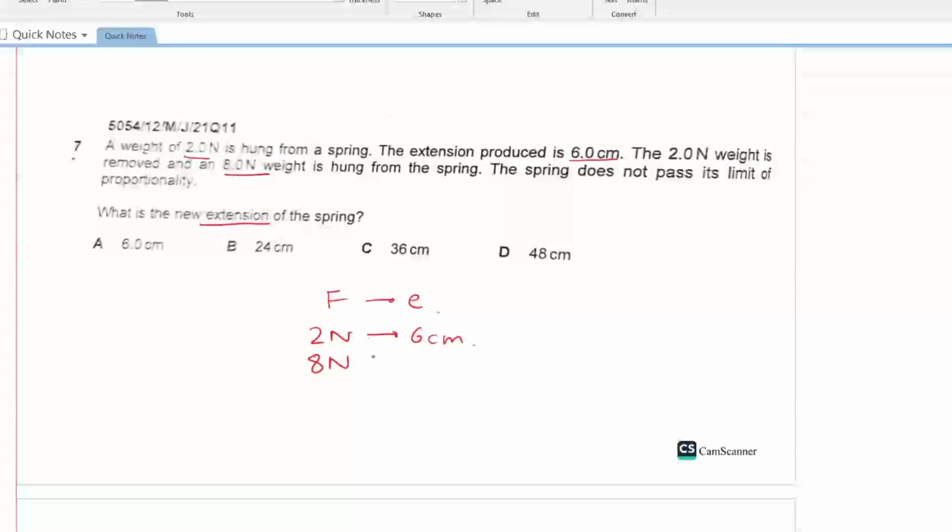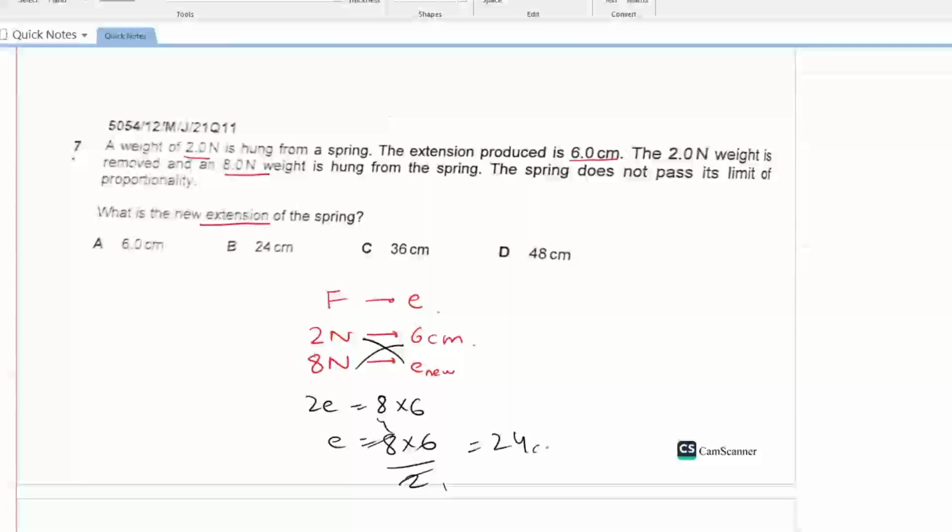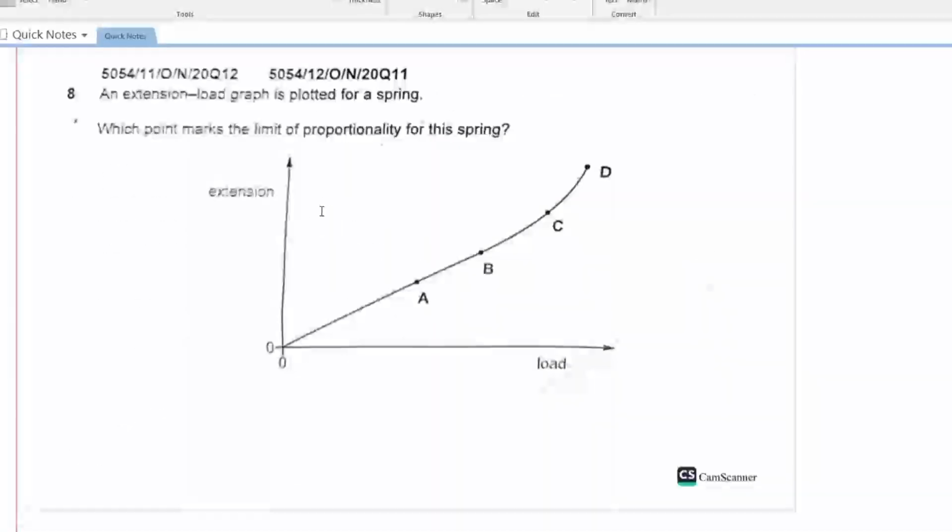What is the new extension? We have to calculate the new extension. What will we do? We will cross multiply: 8 multiplied by 6, 2 multiplied by e. So 2e is equal to 8 into 6. e is equal to 8 into 6 divided by 2. This becomes 1, this becomes 4, this becomes 24 centimeters. Is there any answer like that? B is your answer. Let's further move ahead.